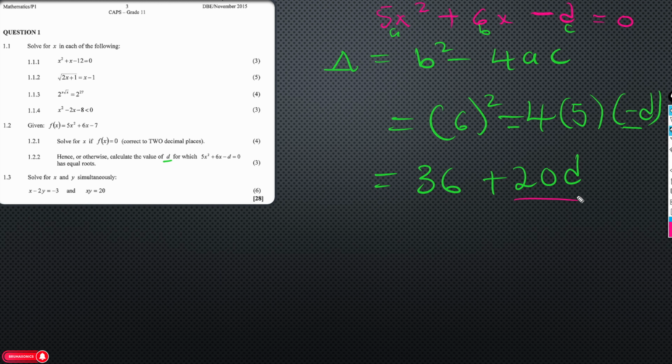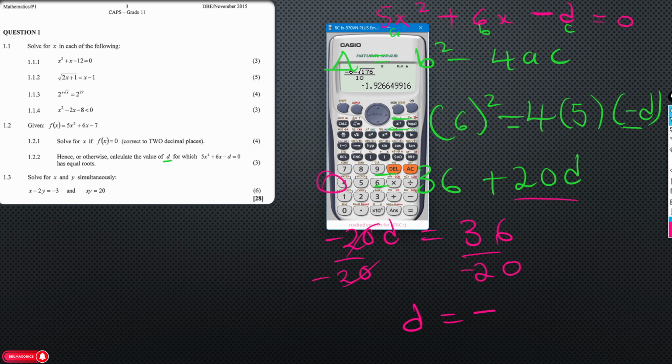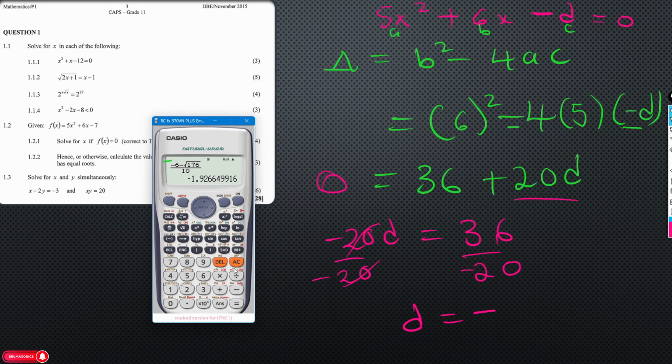So now it means that we can equate this to 0. So then we can take this to the other side and say that negative 20d is equal to 36, right? And then divide both sides by 20, and then we are going to have the following. So actually negative 20, so that we can cancel the negative, and then d will definitely be equal to a negative number.